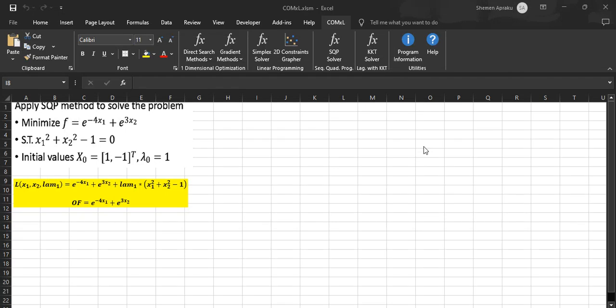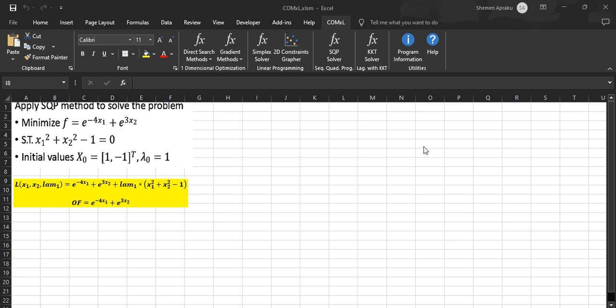In this section, we will explore how to use the COMSOL to solve sequential quadratic programming problems. So in here, we have a problem over on the upper left. It says apply SQP method to solve the problem. Minimize the function exponential minus 4x1 plus exponential 3x2, subject to the constraint x1 squared plus x2 squared minus 1 equals 0. And the initial values of the function variable is 1, minus 1, and our multiplier is 1.